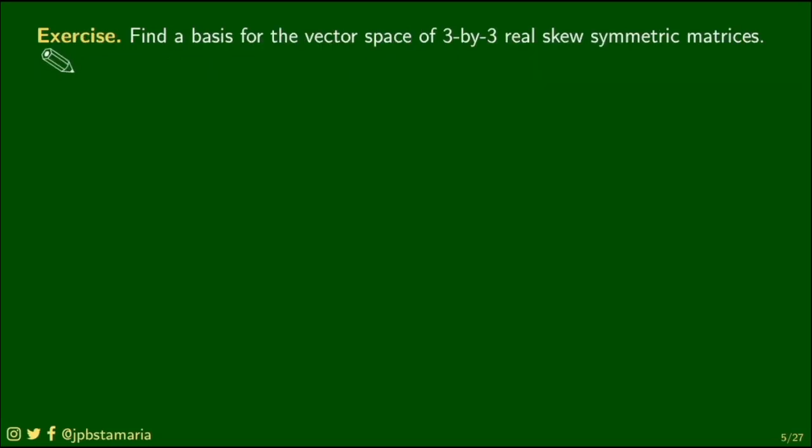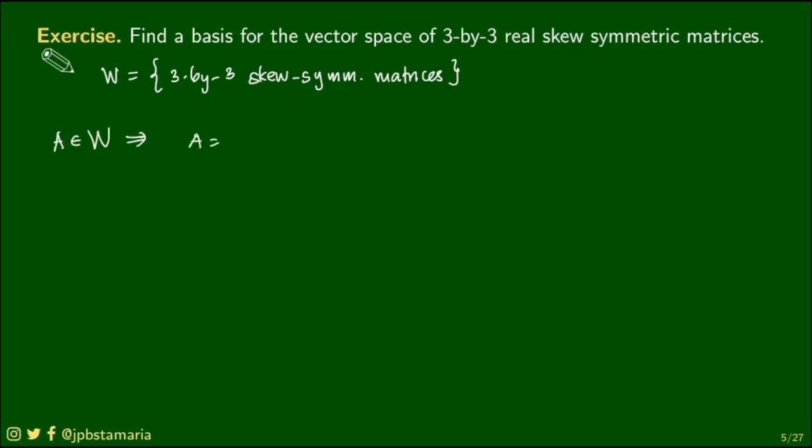For example, you may be asked to find a basis for a given subspace of a particular vector space. Here, the vector space that we're talking about is the subspace of the space of all 3×3 real matrices consisting of all 3×3 real skew-symmetric matrices. So, if W contains all the 3×3 skew-symmetric matrices, then if you get an element from W, we know how it will look.